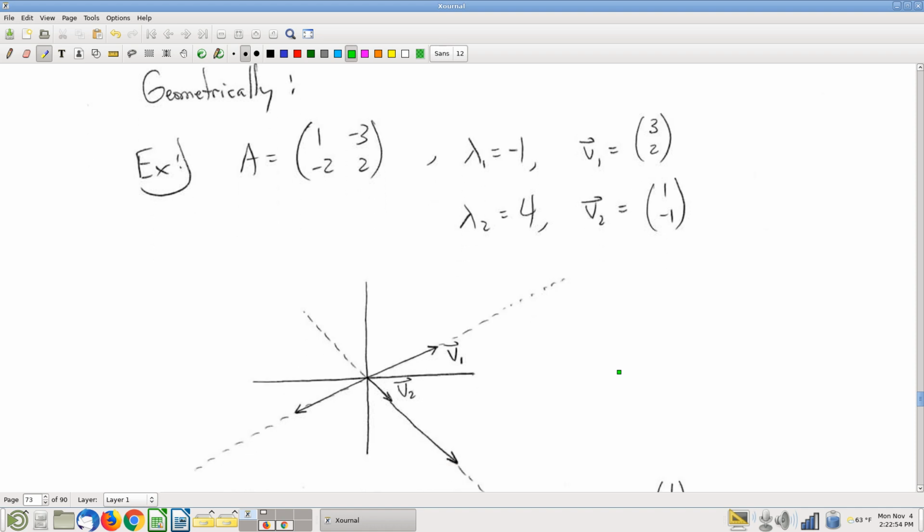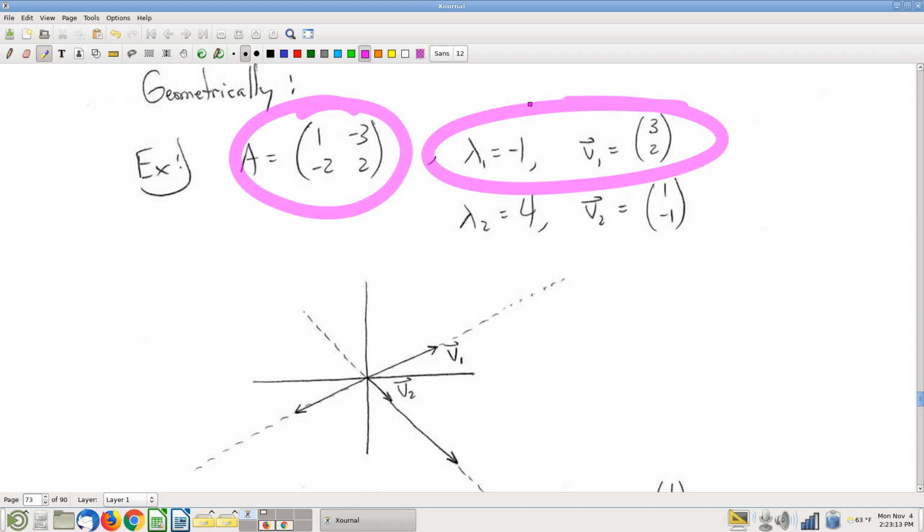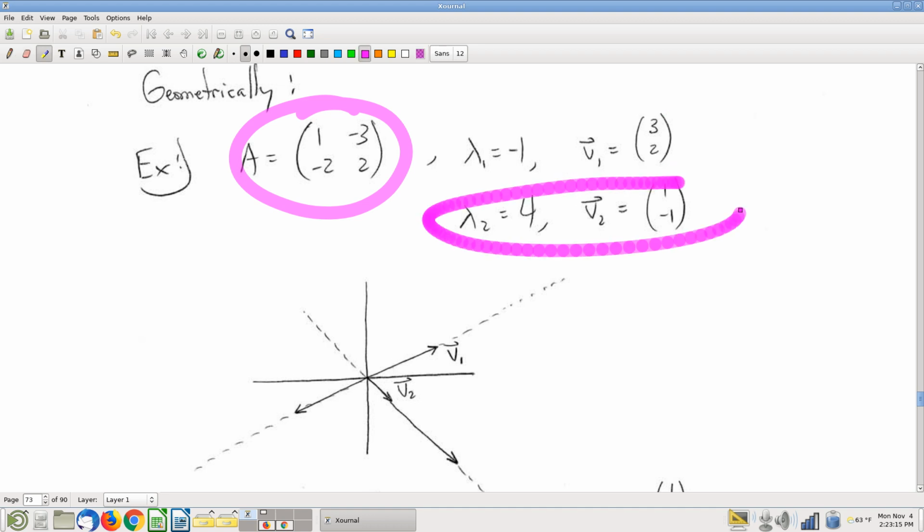Now, again, we've already talked about what an eigenvector is. It's a vector that when you multiply by the matrix, you get a scalar multiple. So here we go. Let's look at this matrix there. Recognize we've already found the eigenvectors and eigenvalues for that matrix. There's an eigenvalue and eigenvector. Here's an eigenvalue, eigenvector. Now let's draw a picture.